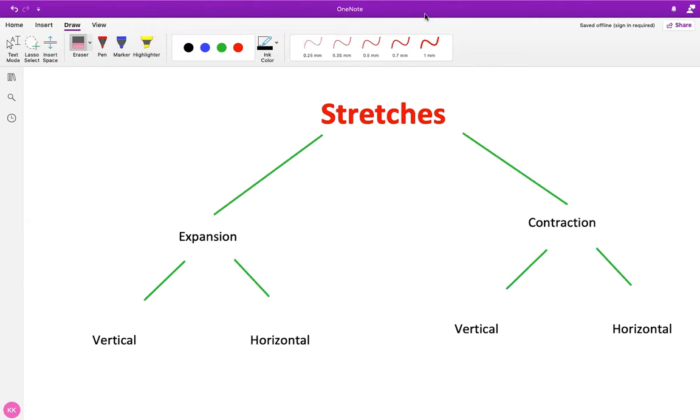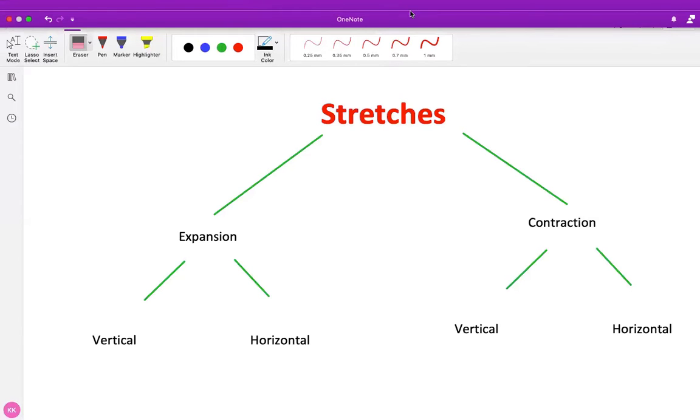For this video, I will talk about stretches in BC Pre-Calculus 12. What we are expected to know are these four terminologies: vertical expansion, horizontal expansion, vertical contraction, and horizontal contraction. So what do we mean by vertical expansion? Let's see in the following scenarios.